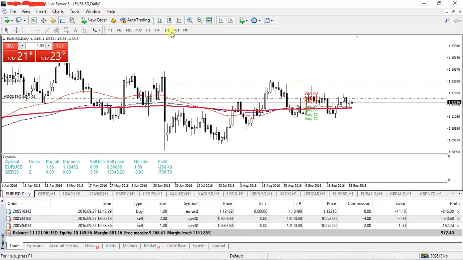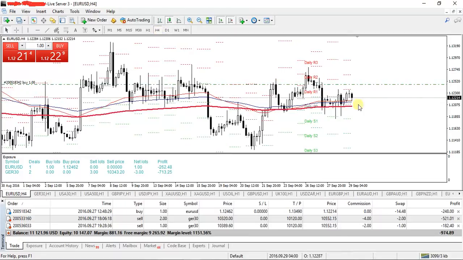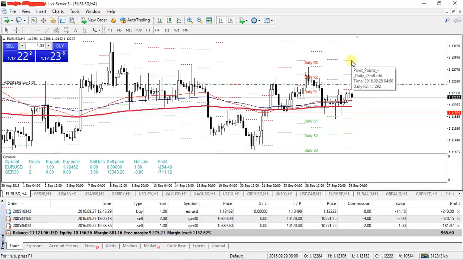So let's go to the 4-hour chart. Still you can see this support at 1.1180 level. 1, 2, 3, 4, 4 times it tested, but it failed to close below this support. So the next target probably will be 1.1160, 1.1190, that level.